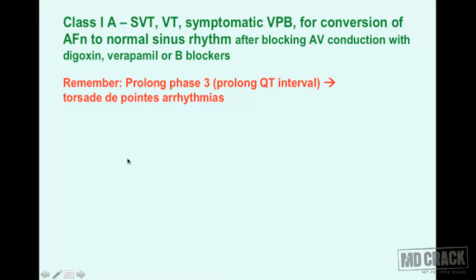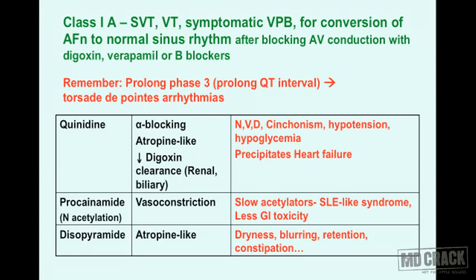Please remember, class 1A also prolongs the phase 3, prolongs the QT interval, and can lead to Torsade de Pointes arrhythmias. So whatever I said about the phase 3 with the class 3 agents is they are prolonging the phase 3 and can lead to Torsade de Pointes arrhythmia. This is going to apply to all the agents who are prolonging the phase 3 or the QT interval. So that property of being arrhythmogenic will also apply to class 1A agents since they have just a class 3-like additional effect.